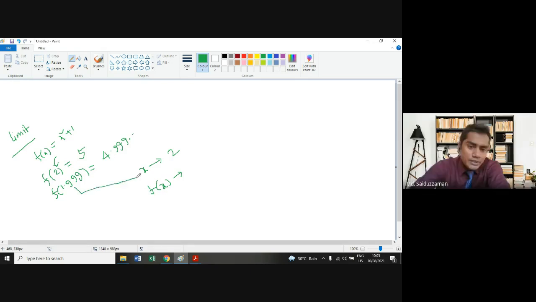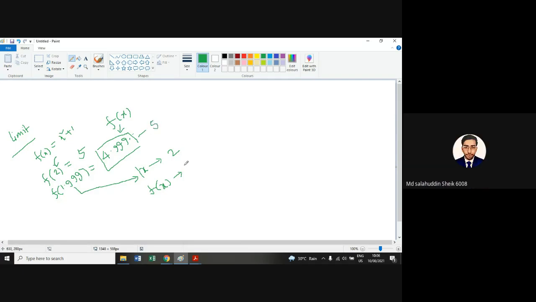When this value is 1.999, isn't it becoming very closer and closer to 2? Yes, sir. Then at the same time, what is the functional value? This is the functional value. So this f of x is becoming very closer to what? It means 5. Sir, 5.